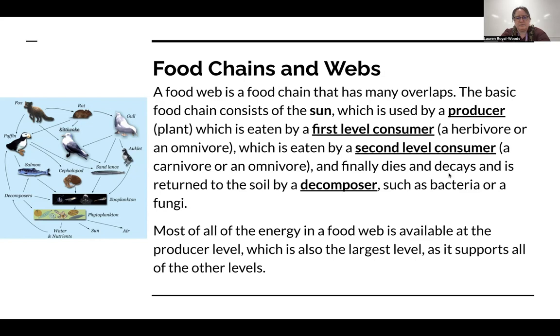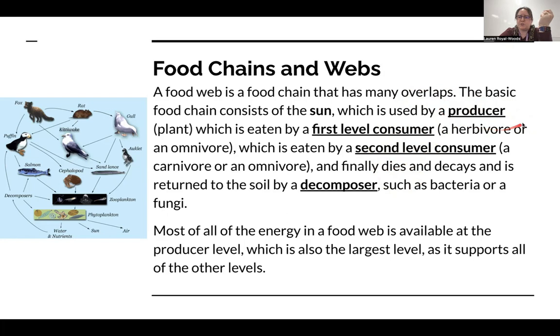And basically, all the energy is really on the producer level. The energy goes down by levels of 100s. That's why predators have to eat so much constantly, because they're not getting a lot of food out of the producer level. So all the energy is really on the producer level in an ecosystem. And if the producers are not producing enough, you will not see these next couple of levels at all, because they can't be supported.